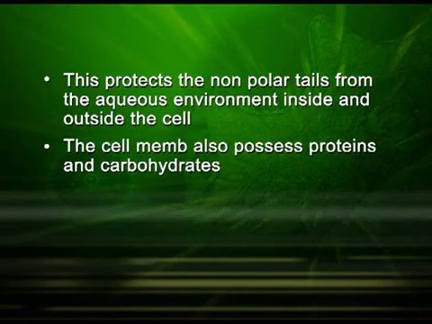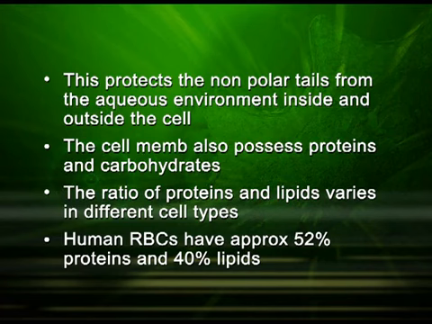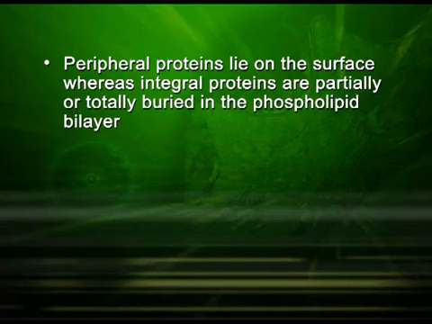The cell membrane also possesses proteins and carbohydrates. The ratio of proteins and lipids varies in different cell types. Human erythrocytes have approximately 52% proteins and 40% lipids. Depending on the ease of extraction, membrane proteins can be grouped as integral or peripheral. The peripheral proteins lie on the surface, whereas integral proteins are partially or totally buried in the phospholipid bilayer.